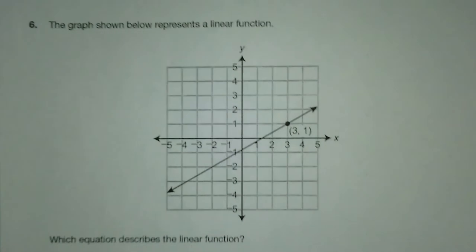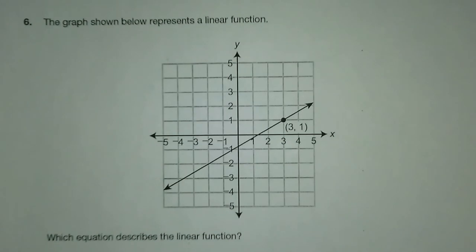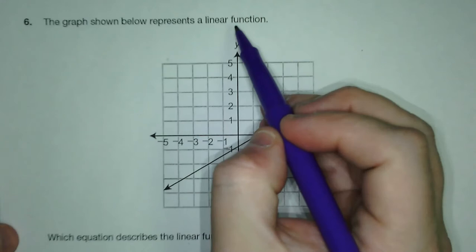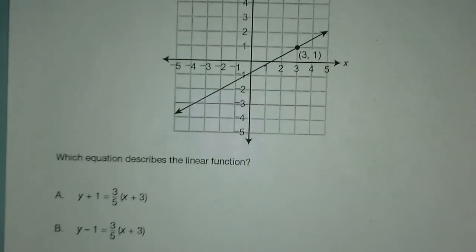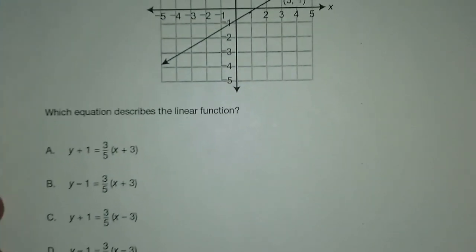Number 6, the graph below represents a linear function. Of course it does. It passes the vertical line test. But again, not what we're talking about here. Which equation describes the linear function?